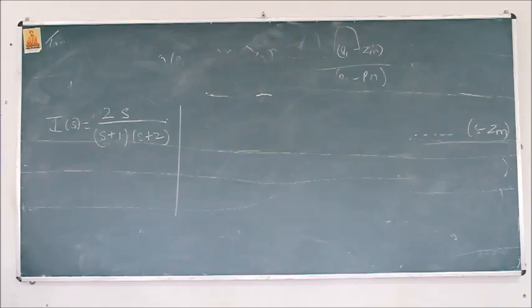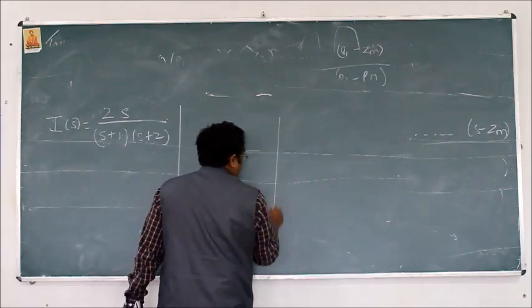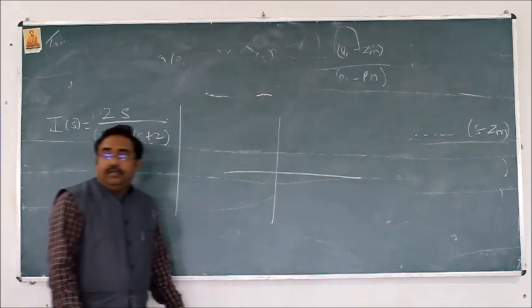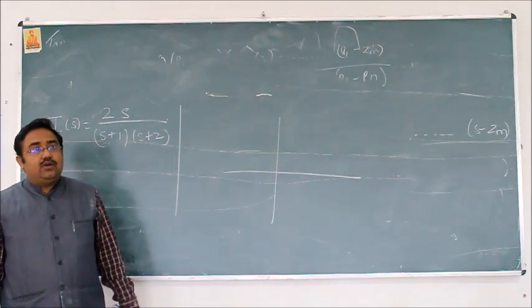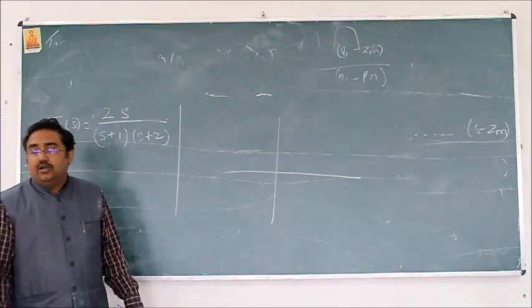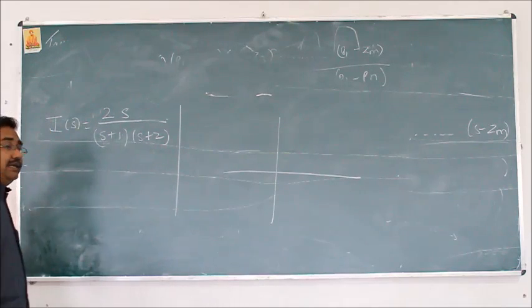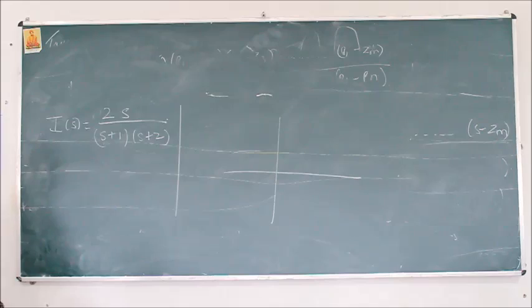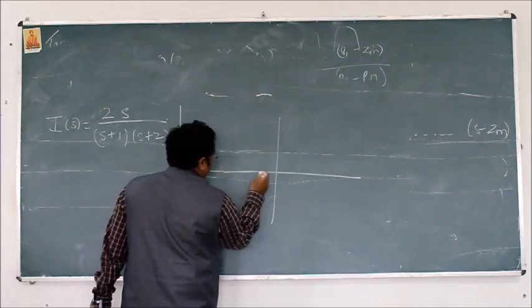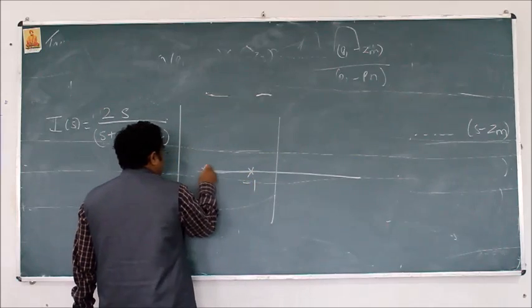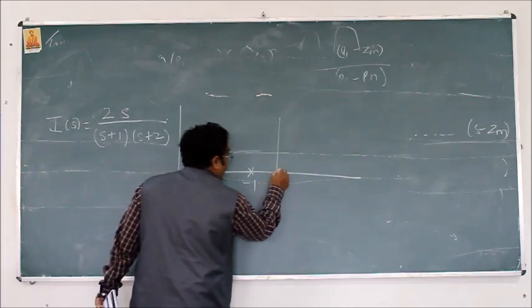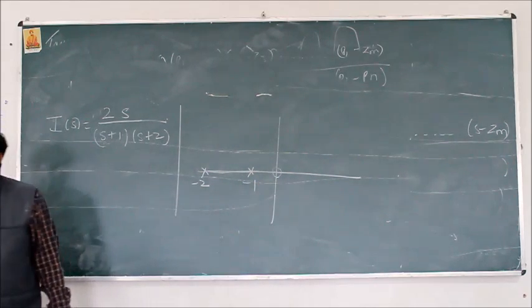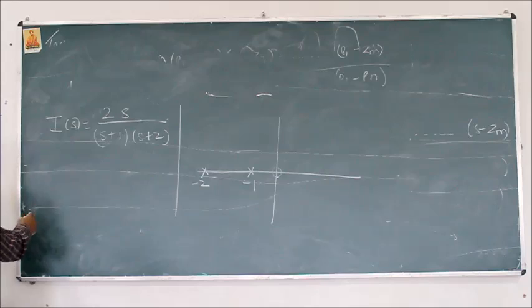So first of all, take a graph paper, draw 2 lines, vertical and horizontal at the center. Now draw its pole zero. How many poles are there? 2, existing at s is equal to minus 1 and s is equal to minus 2. I am drawing here s is equal to minus 1 and then s is equal to minus 2. How many zeros? 1, existing at origin. Clear?